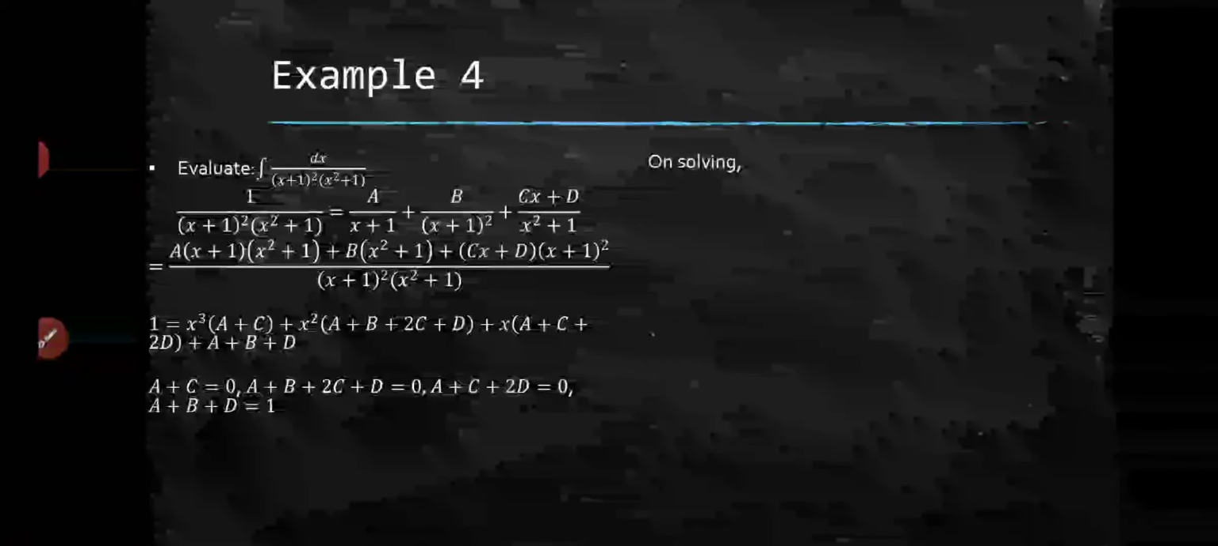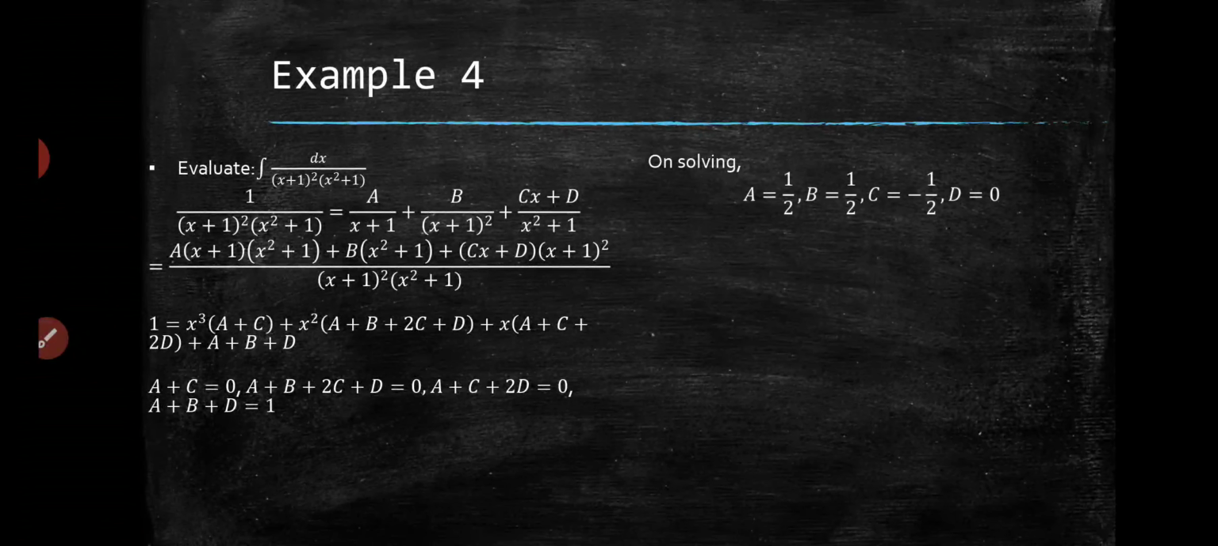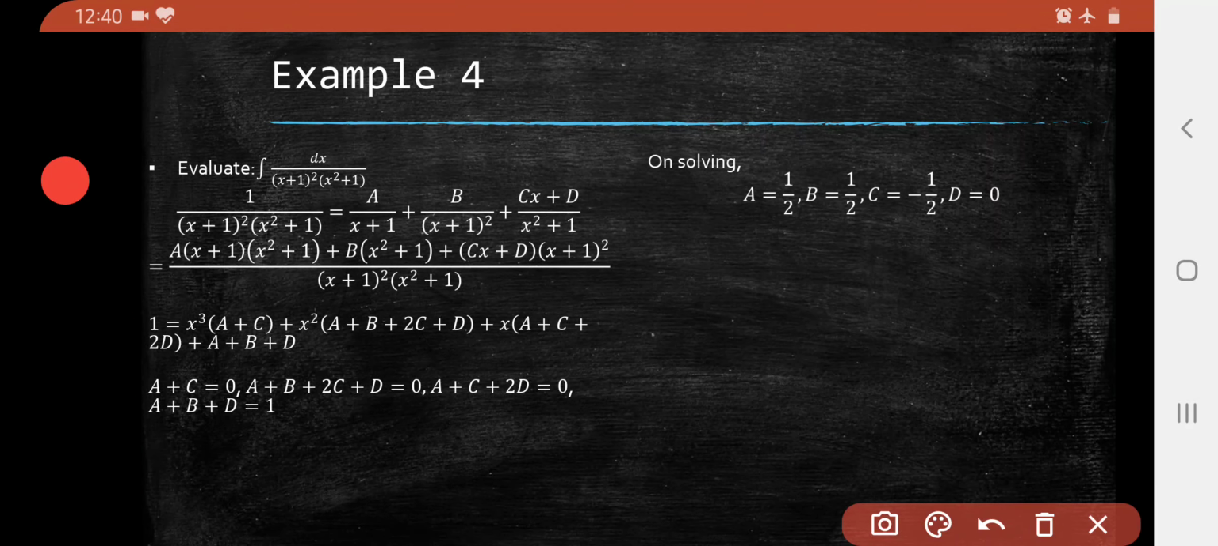Now carefully, if we solve, you get a as half, b as half, c as minus half, d as 0. Now let me just give you an idea how to solve it. See here, we can do it very simply like this. A plus c is 0, and here a plus c plus 2d is there. So a plus c becoming 0 means 2d is 0. So from here I get d equals 0.